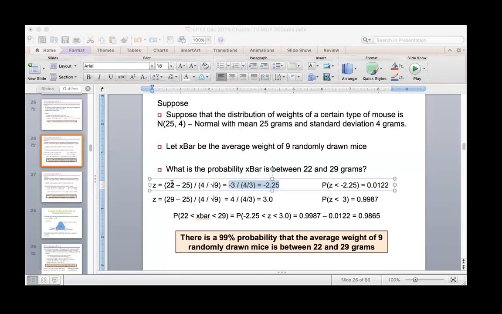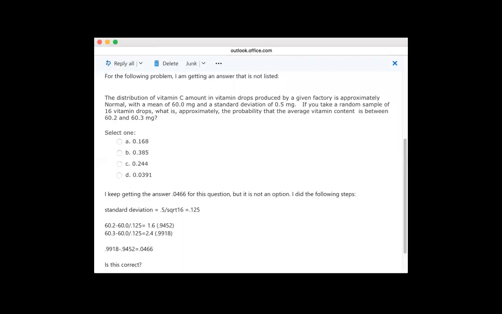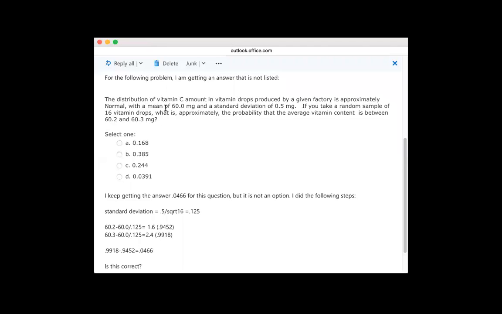Between 60.2 and 60.3. You're getting an answer of 0.0466 for this question. Okay, so let me share this screen with everybody so they can see the problem. So we can all see this problem now. Is it big enough for everybody?